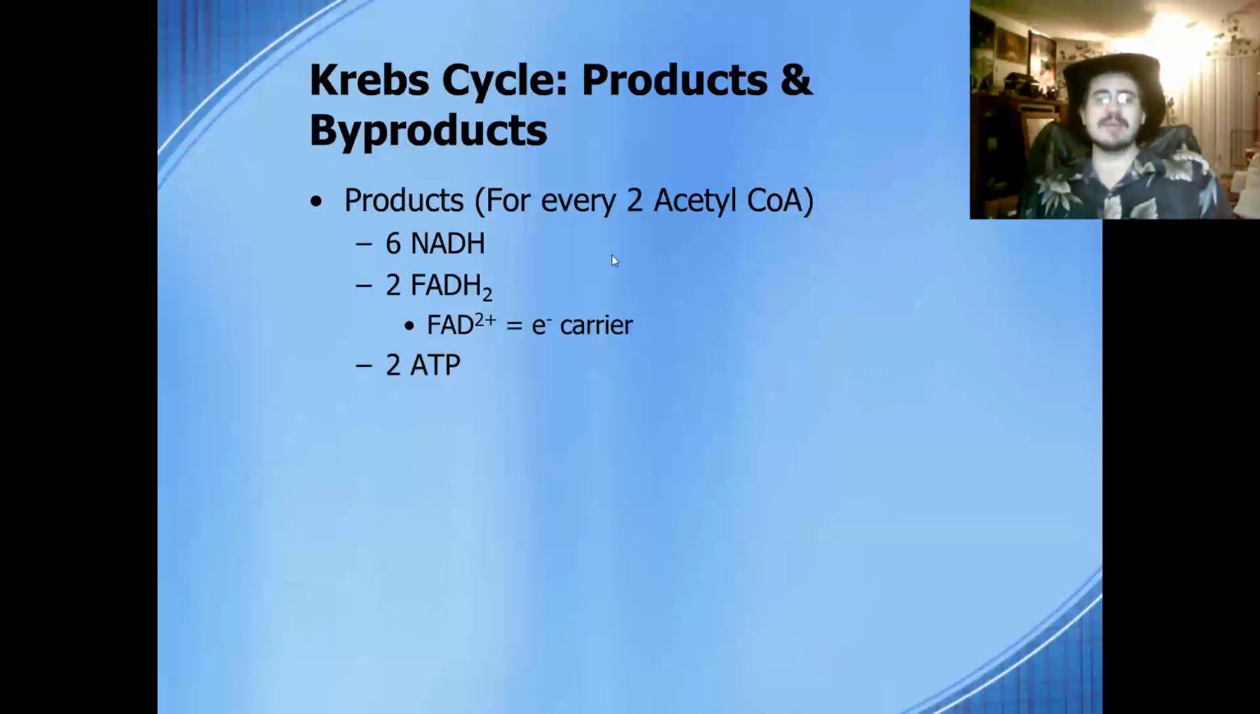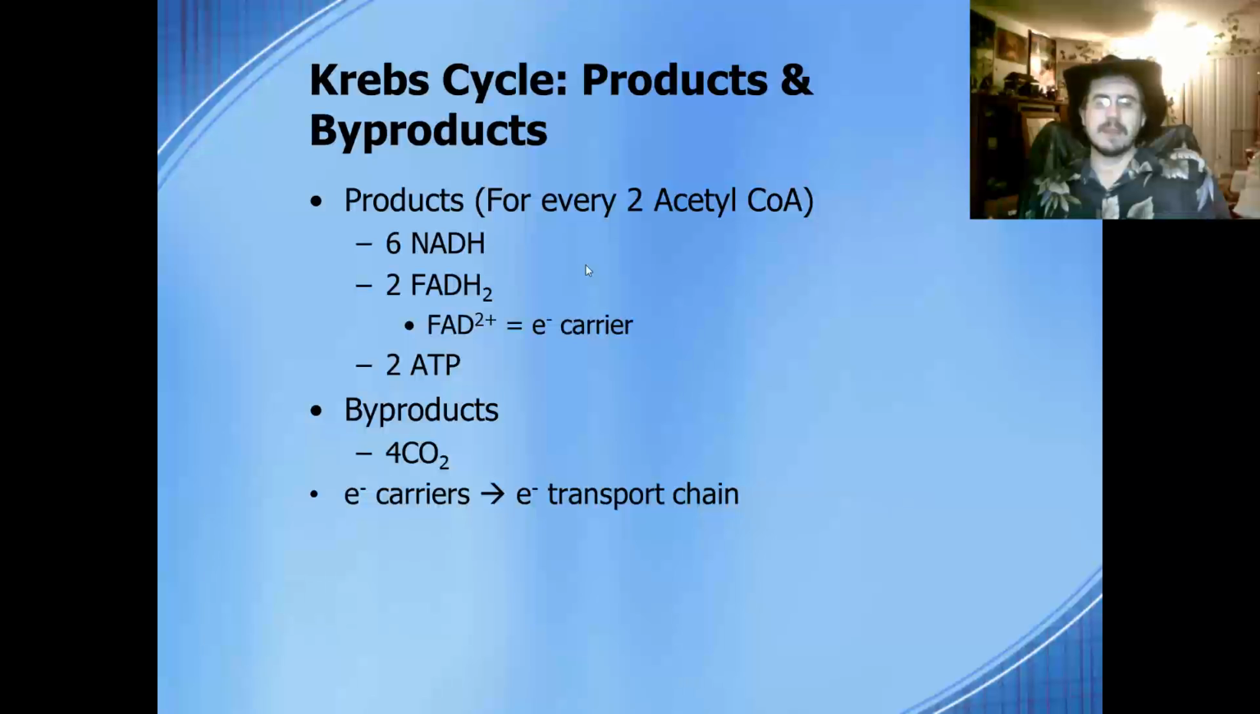2 ATP cranked out by the Krebs cycle. So, now we are at a total of 4 ATP. 2 net ATP from glycolysis, 2 ATP from the Krebs cycle. Not too shabby. And then the byproducts of the Krebs cycle are 4 carbon dioxide. All right, so my electron carriers, NADH and FADH2, go to the electron transport chain.